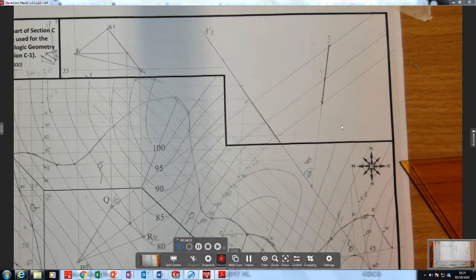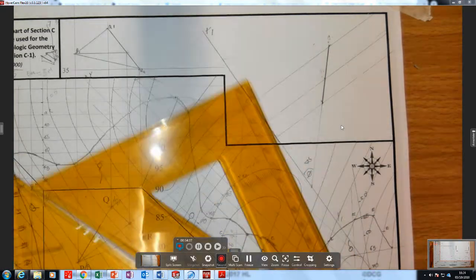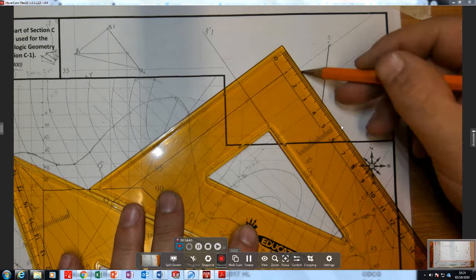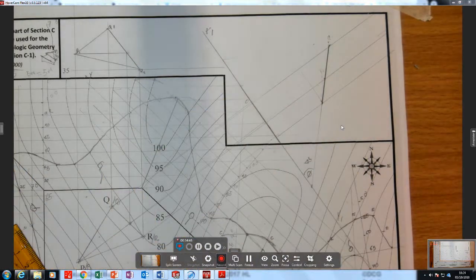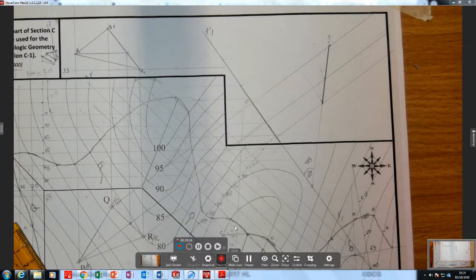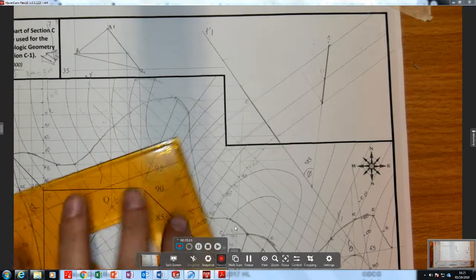You can also measure the dip another way. If you don't want to extend your X1, Y1 line and your surface, you can draw a line parallel to the X1, Y1 line and measure the angle there. They're alternate angles. The next part of the question says, a vertical borehole from ore. Sorry, not a vertical borehole. Determine and indicate in meters the length of the shortest skew borehole from ore to the top surface of the stratum. So it's not ore1, it's ore.